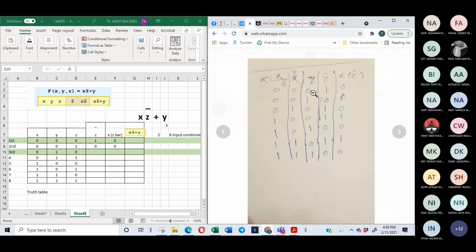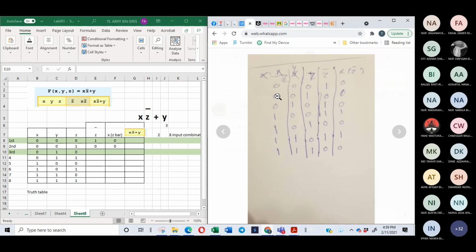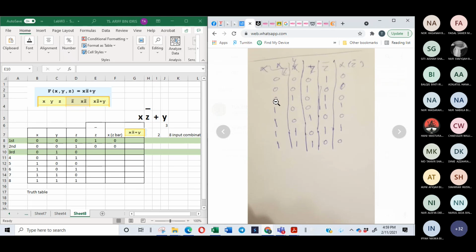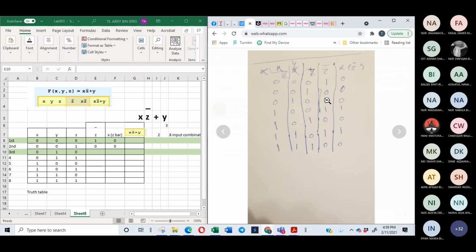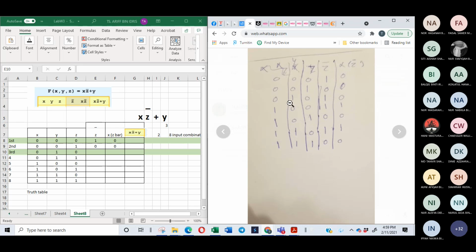For the first input, class, we check together Faisal's answer. It doesn't matter whether your answer is correct or wrong, you will still be awarded marks. This is the learning process. Class, can we check together the third combination, which is 0, 1, 0. The z bar is 1, and then x AND z bar, the answer will be 0. So the value of x z bar is 0.